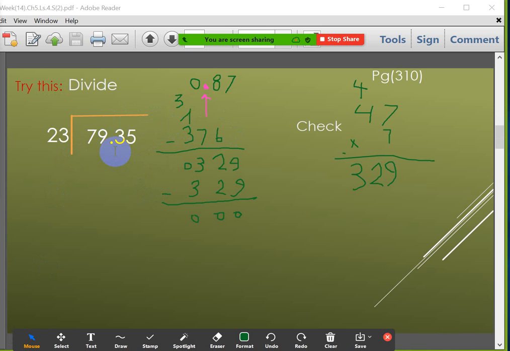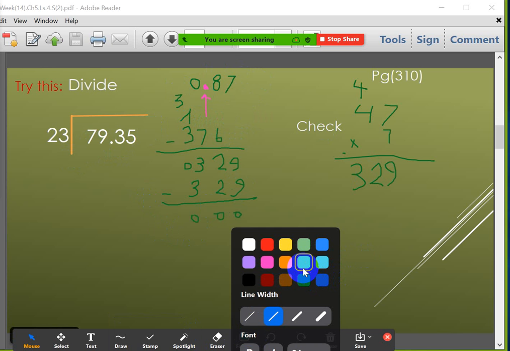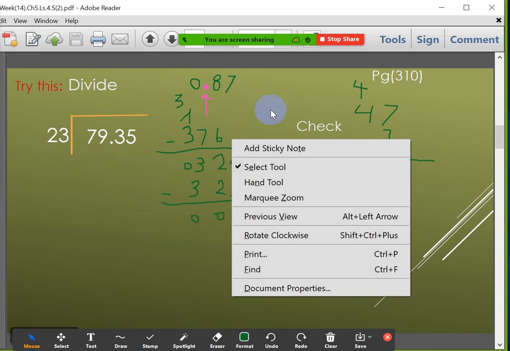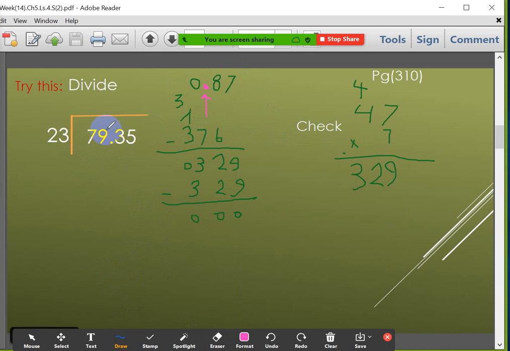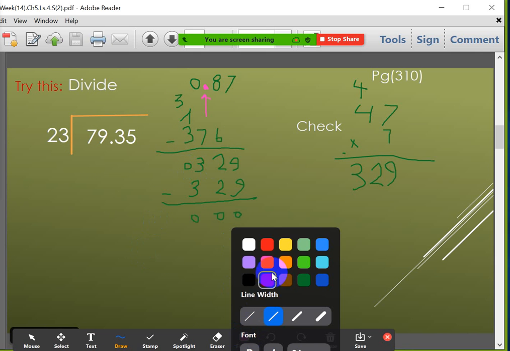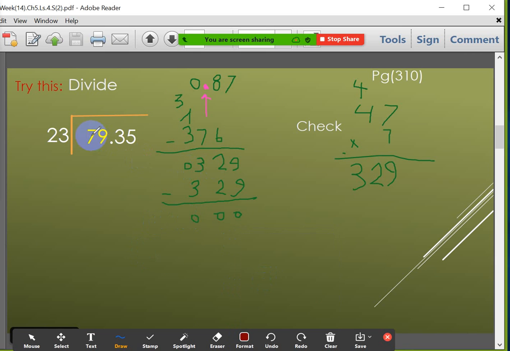Example: 79.35 divided by 23. Okay, I will leave this to write the answers. I want to divide here 79.35 by 23. The same strategy I will use. In this example, I will check if my answer, the quotient, is correct or not. So let's see first.